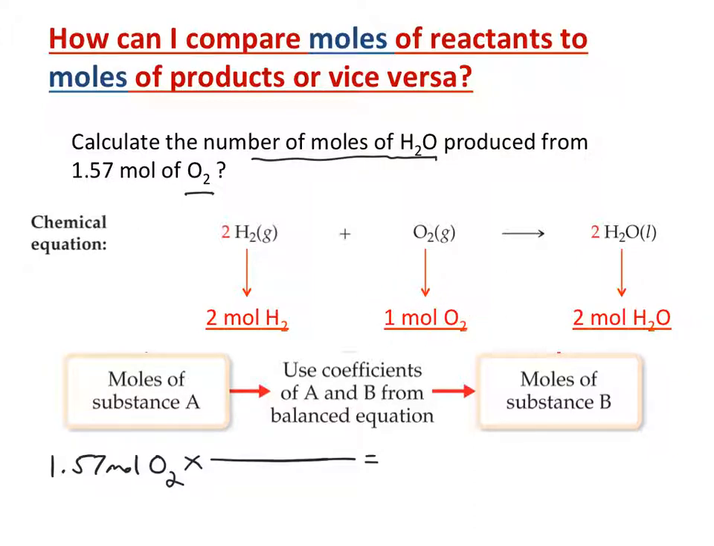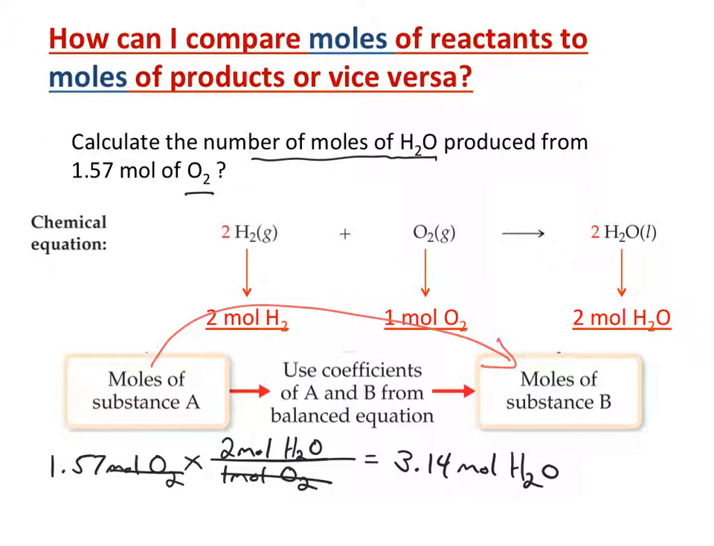And so in that case, we say, okay, well, we know we need 1 mole of O2 on the bottom, so our moles of oxygen cancel out, and we're going to produce 2 moles of H2O. This gives us a total of 3.14 moles of H2O. Our moles of oxygen canceled out. And so really all we did then was convert from moles of substance A to moles of substance B using the coefficients of the balanced equation.